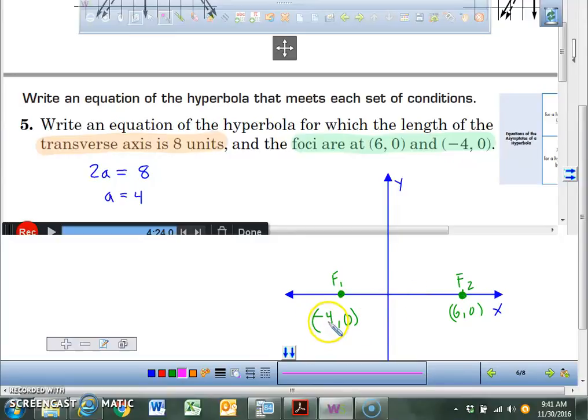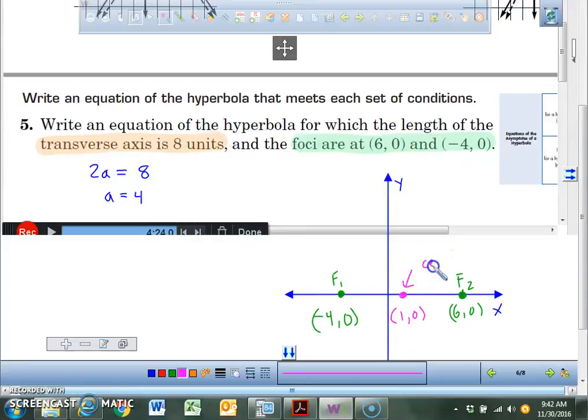By the way, what's the gap between a negative 4 and a positive 6? How many units? The distance between a negative 4 and a 6 is 10 units, and half of it is 5. So if we go back 5 units right here, what ordered pair am I going to be at directly in between the two foci? I'm going to be at (1, 0). What does this (1, 0) represent in the hyperbola?